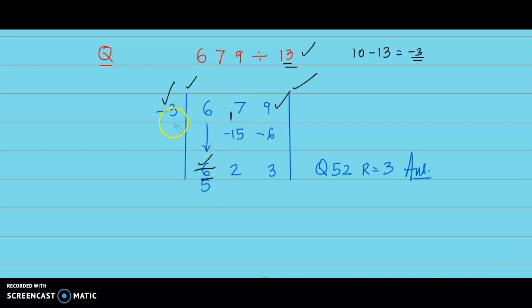Again 5 times minus 3 is minus 15. So 17 minus 15 is possible, that is 2. Next step, 2 times minus 3 gives you minus 6, which you can subtract from 9. So 9 minus 6 is 3. So you have got 5, 2 and 3. So quotient is 52 and remainder is 3.